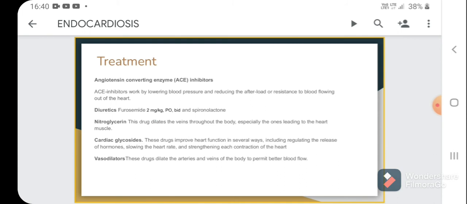Most of the drugs used here are used to decrease blood pressure and blood volume, and some are used to strengthen the heart. So let's see. First of all, we have angiotensin converting enzyme inhibitors. These ACE inhibitors work by lowering blood pressure and reducing the afterload, or resistance to blood flowing out of the heart. They are one of the most powerful and commonly used classes of drugs for heart disease in both humans and pets.